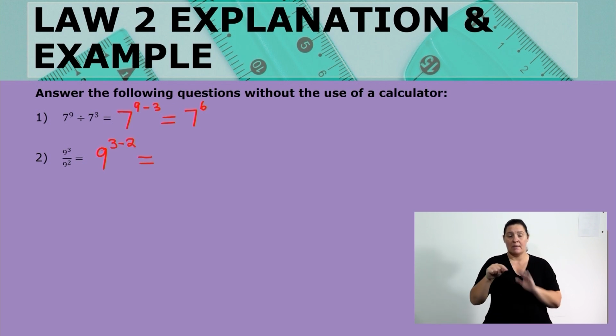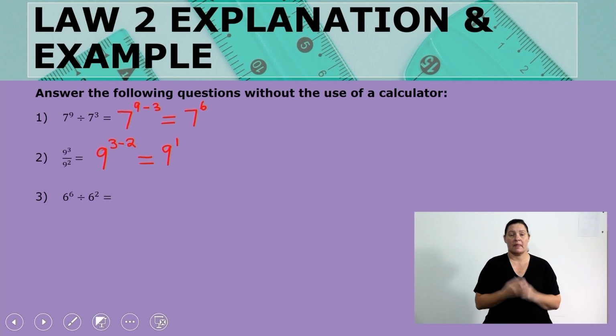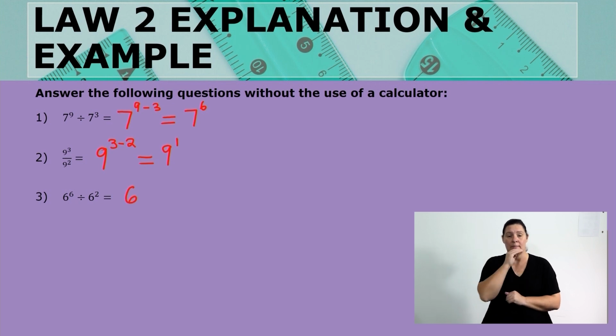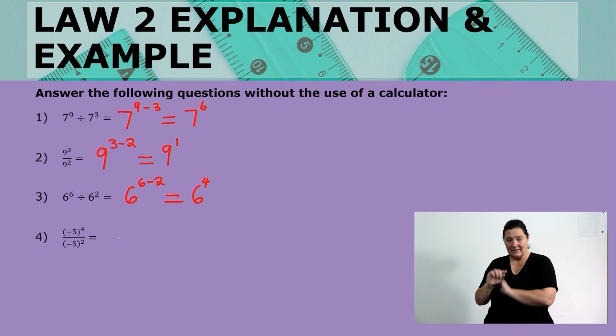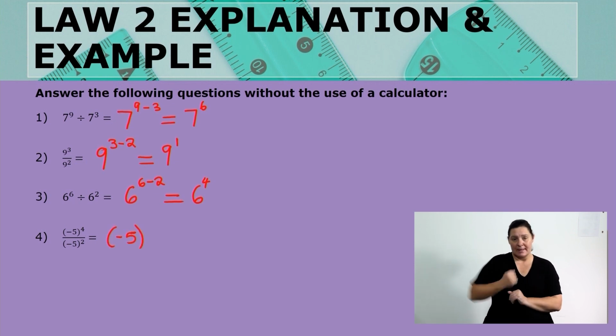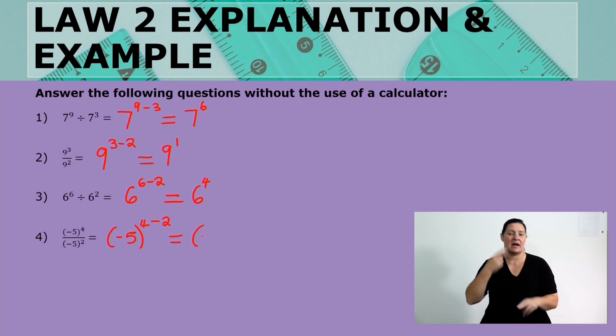So 9 to the exponent 3 minus 2 will give us 9 to the exponent 1. Then we have 6 to the exponent 6 divided by 6 to the exponent 2. That is going to give us 6 to the exponent 6 minus 2, which gives us an answer of 6 to the exponent 4. Then we have negative 5 to the exponent 4 divided by negative 5 to the exponent 2. We are going to keep the base of negative 5 and we are going to say 4 minus 2 with the exponents. That will give us a final answer of negative 5 to the exponent 2.